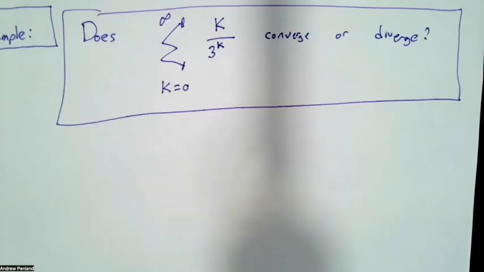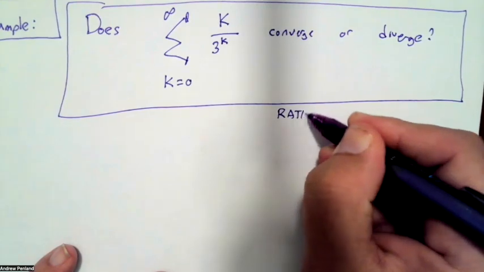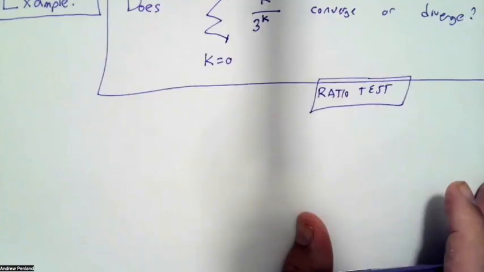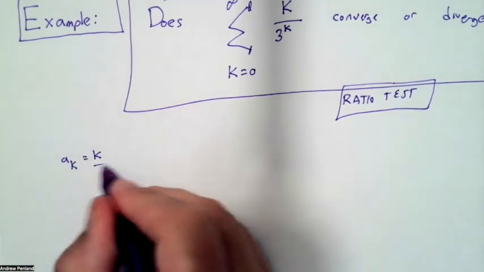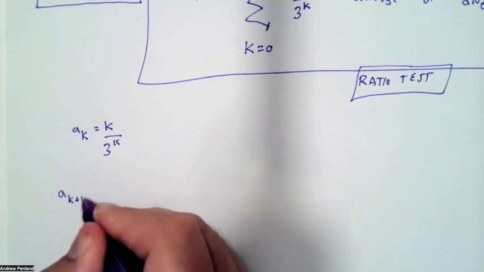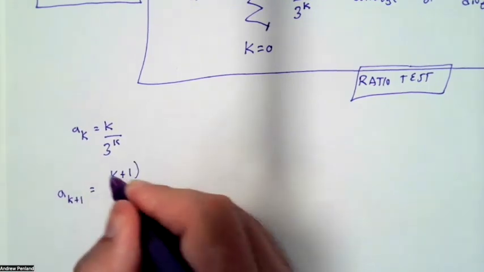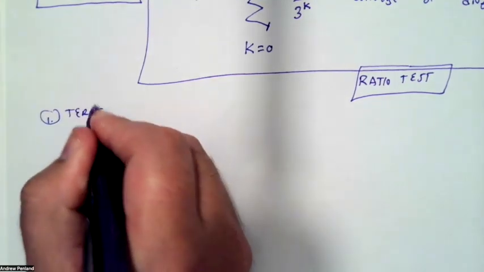Okay, so does the sum from k equals 0 to infinity of k over 3 to the k converge or diverge? And even though there might be other tools I could use, I'm going to use the ratio test. So I'm going to write out my a sub k, which is equal to k over 3 to the k. And then I'm going to write out my a sub k plus 1, which is k plus 1 over 3 to the k plus 1. So I've established my terms here.